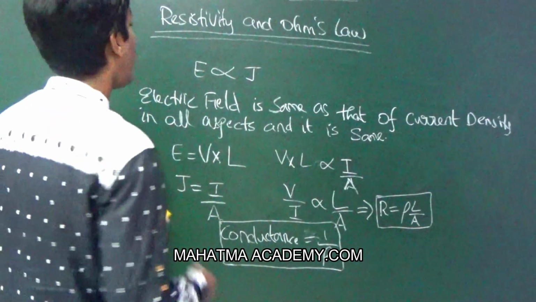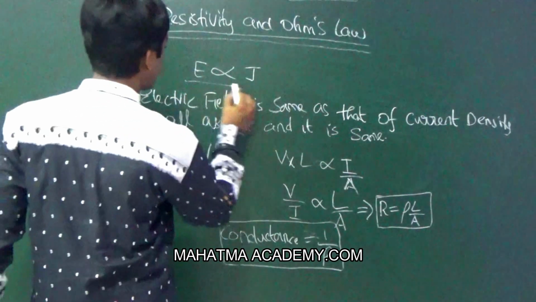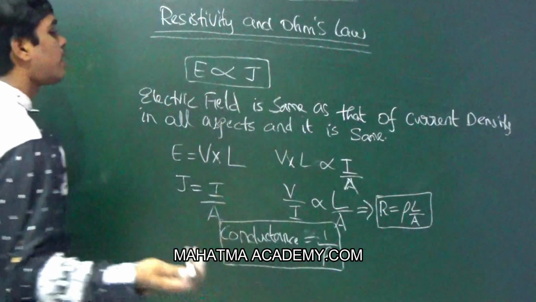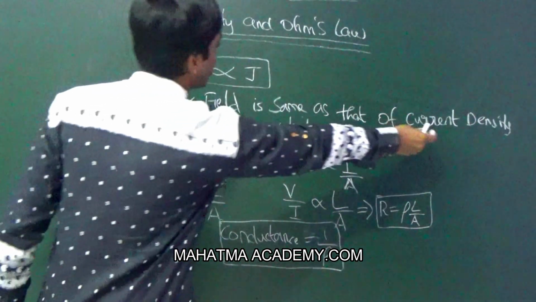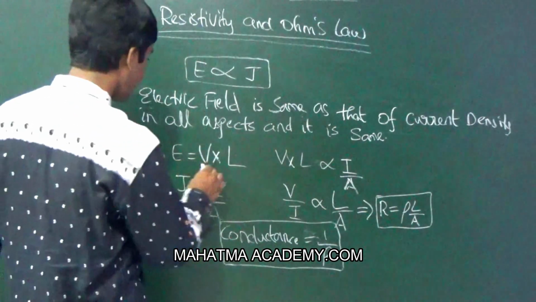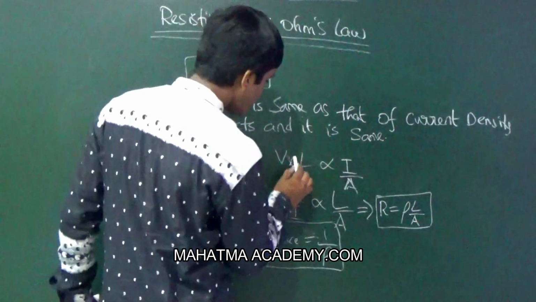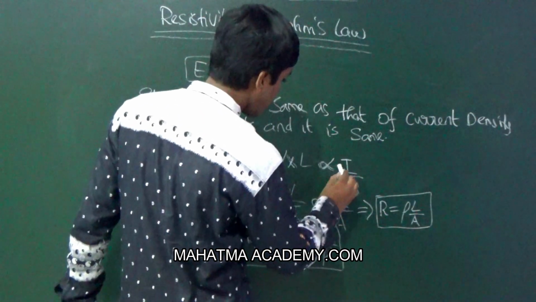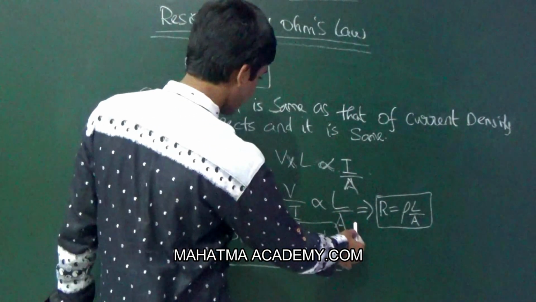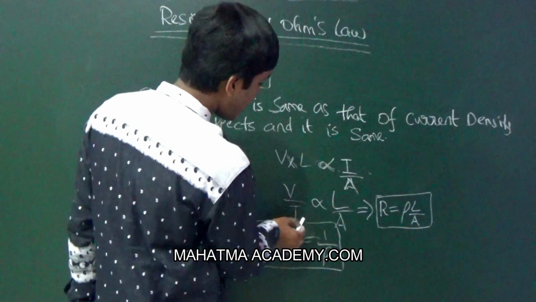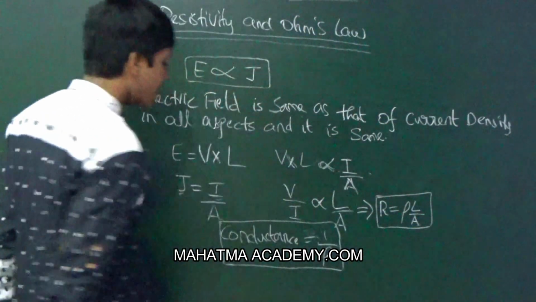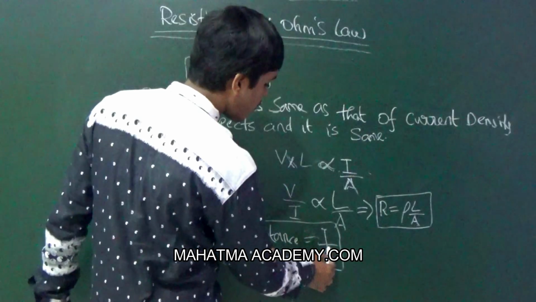Now we will discuss Ohm's law. First, E is directly proportional to J. This is important to remember, as you wish. The electric field is the same as that of current density. Now we know the relation E is equal to V by L. So V by L is proportional to I by A, J is equal to I by A. So V by I is proportional to L by A. So we got the relation V by I is equal to R, and R is equal to rho L by A. Conductance is 1 by rho.